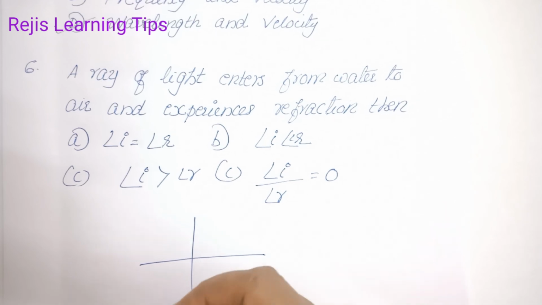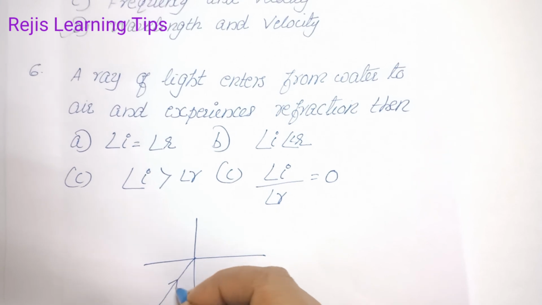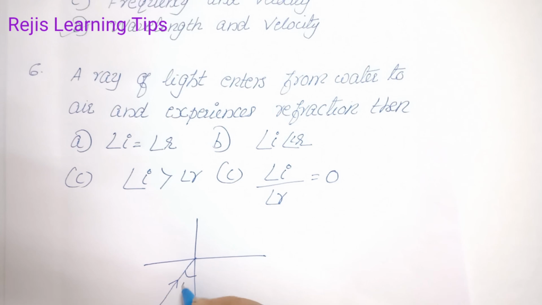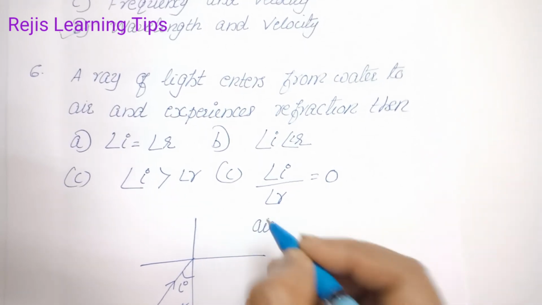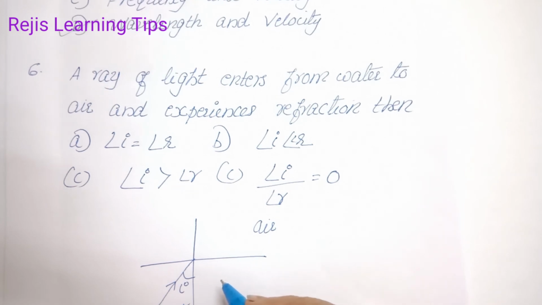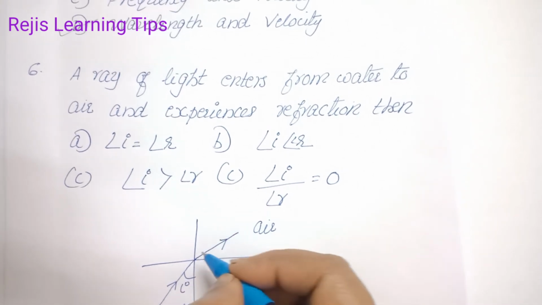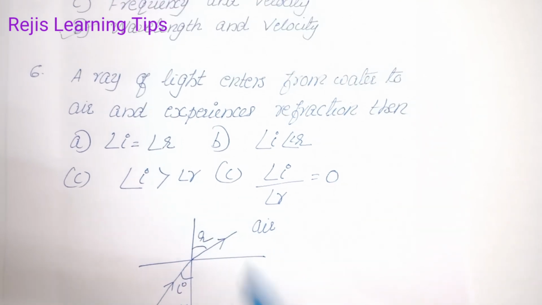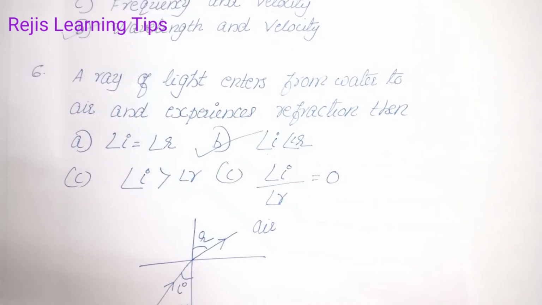When a ray of light enters from water to air, this medium is water and this is the angle of incidence. When it enters from water to air, which has the lowest refractive index value, it bends away from the normal, and this is the angle of refraction. So we can say that the angle of refraction is greater than the angle of incidence. So our option is B.